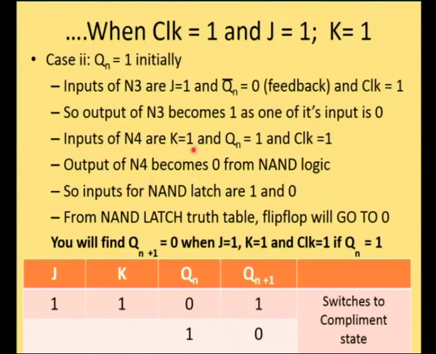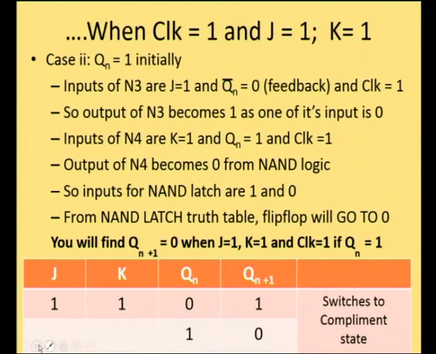At the same time, what is going to happen to N4? Let us see that. For N4, K is 1, Q is 1 and the clock is also 1. Hence, output of N4 becomes 0. In which case, what are the inputs of NAND latch? They are nothing but 1 and 0. From the NAND latch truth table, you will find the flip flop will go to 0 state. From where? From 1, it goes to 0 state. So, if J is 1, K is 1, when the clock is 1, then if the earlier output was 0, it becomes 1 after the clock. If earlier one was 1, it becomes 0 later on. So, rather we can say it switches to the complement state.